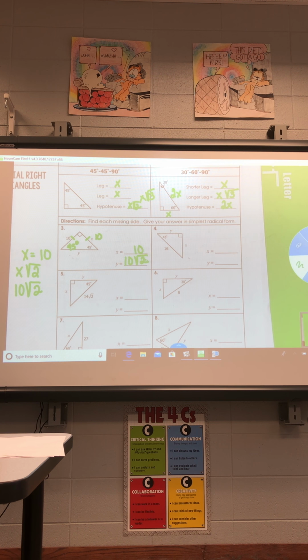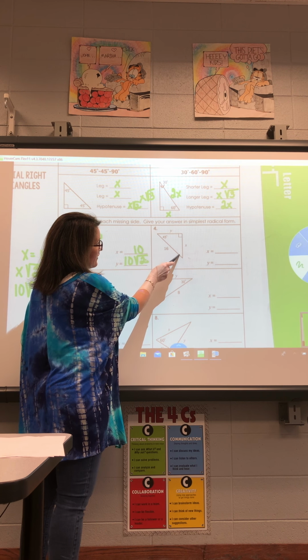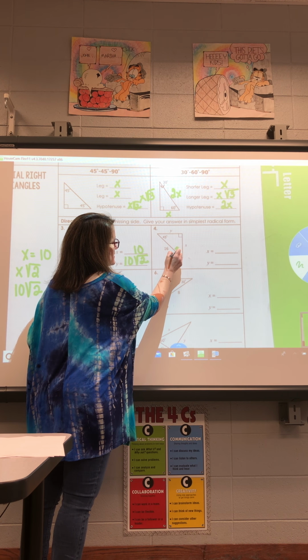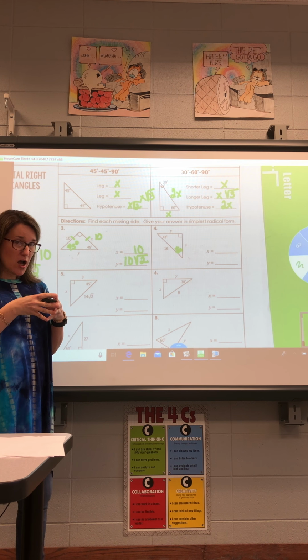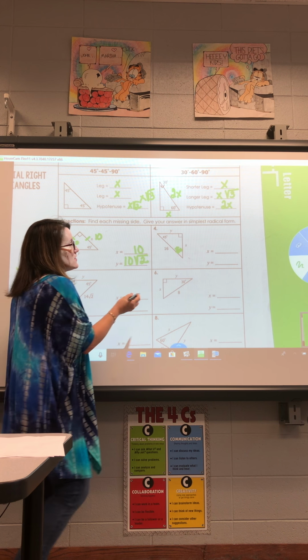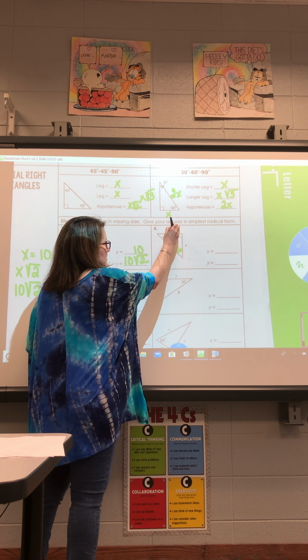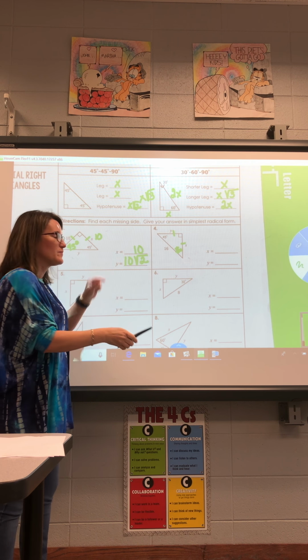Let's look at number 4. We have 45, so that means that this also has to be 45. Figure out the two congruent sides and the hypotenuse before you jump in and start solving everything. So 45, 45 tells me that these two sides right here have to be my congruent legs.